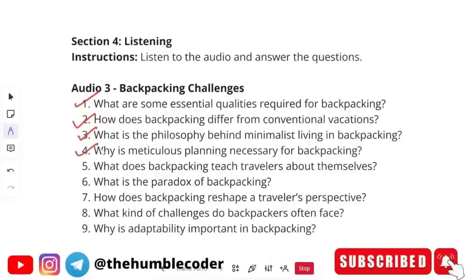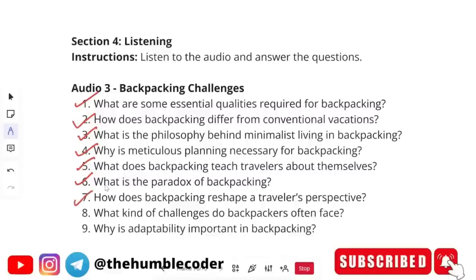Moving on to the next question, why is meticulous planning necessary for backpacking? The correct answer is: planning is important to understand local environments, customs and possible risks. Moving on to the next question, what does backpacking teach travelers about themselves? The correct answer will be: backpacking teaches travelers self-awareness and resilience. Moving on to the next question, what is the paradox of backpacking? The correct answer will be: the paradox of backpacking is that while it removes indulgences, it enriches the traveler's life.